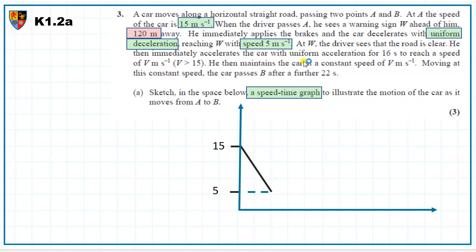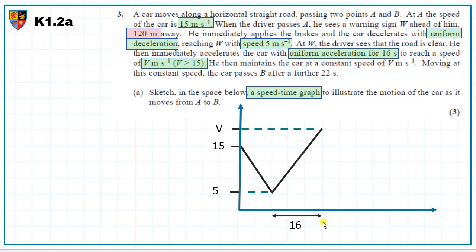Slowly. Uniform acceleration for 16 seconds. That's what happens after. So that speed is going to be going up. I'm going to have a diagonal going up to V. It also tells me that this new speed I'm going to get to is more than 15, so I need to put V higher than 15. Then I can do my diagonal going up. That shows constant acceleration going up to V, and that's happening for 16 seconds.